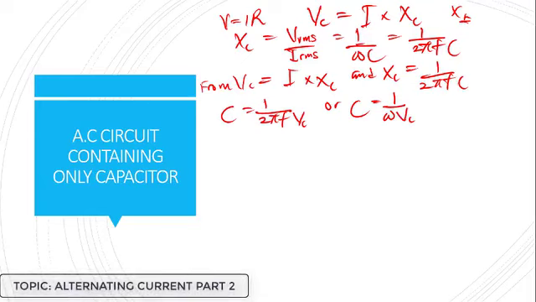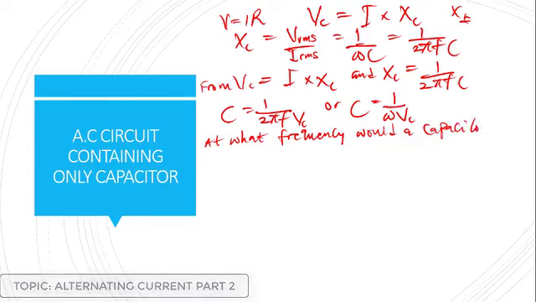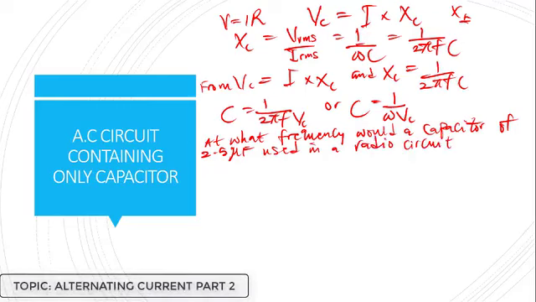Now let's see that we have a question like this. The question says, at what frequency would a capacitor of 2.5 microfarads used in a radio circuit have a reactance of 250 ohms? This is the question.